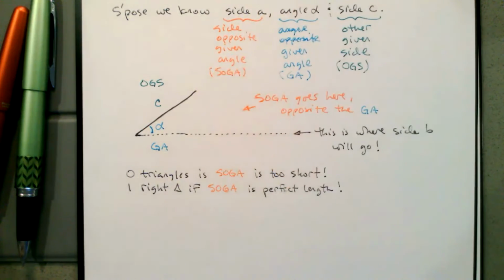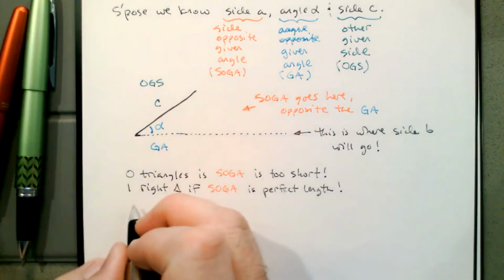So we end up with 2 triangles if the side opposite the given angle is a little bit longer than the perfect length, but not too long. Two triangles.